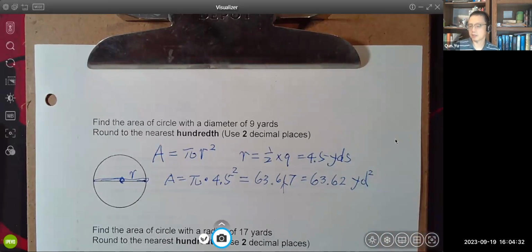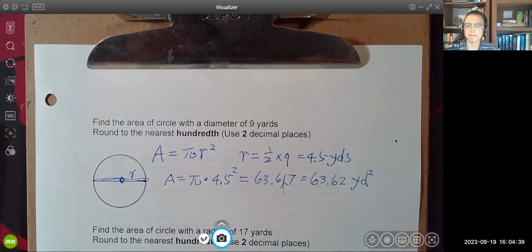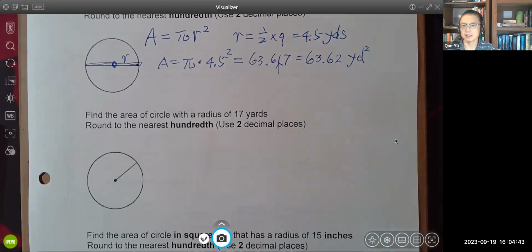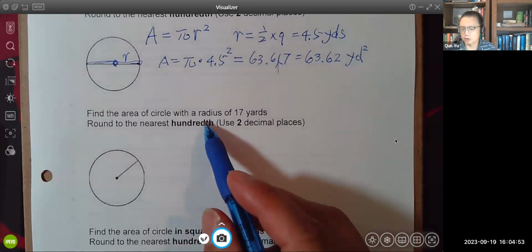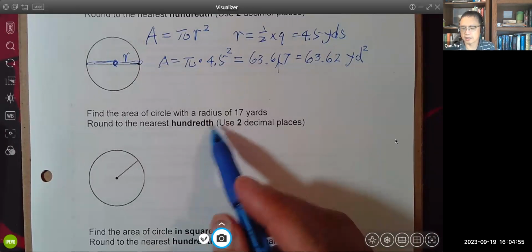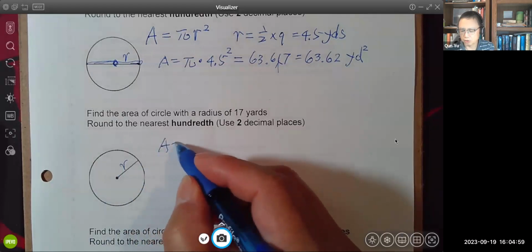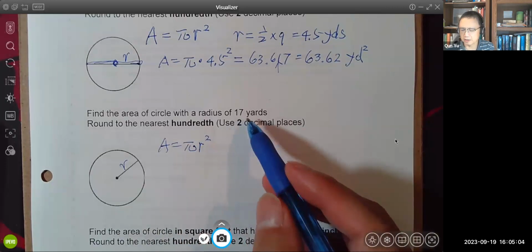On the Blackboard homework, you only need to put in this number without units. Okay, and this is our first one. Now let's look at the second one. Find the area of a circle with a radius of 17 yards, round to the hundredth. Now this time we are given the radius, so we don't need to take half of it. We are given this number that we are going to use in the formula directly, so we just use the 17 directly.